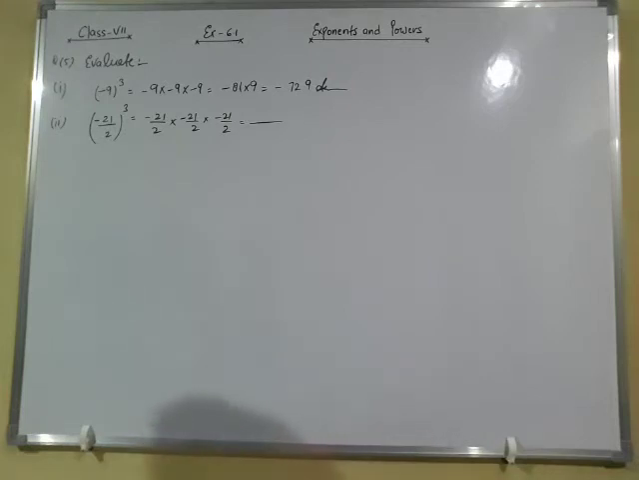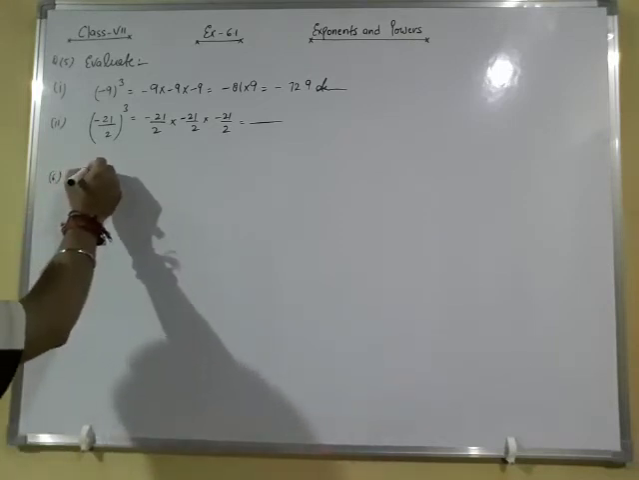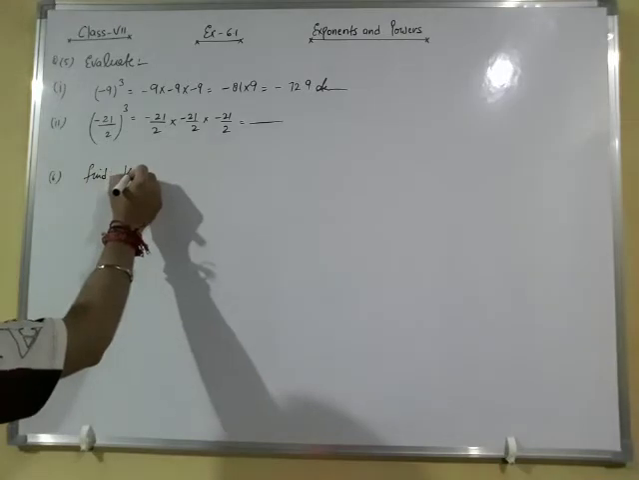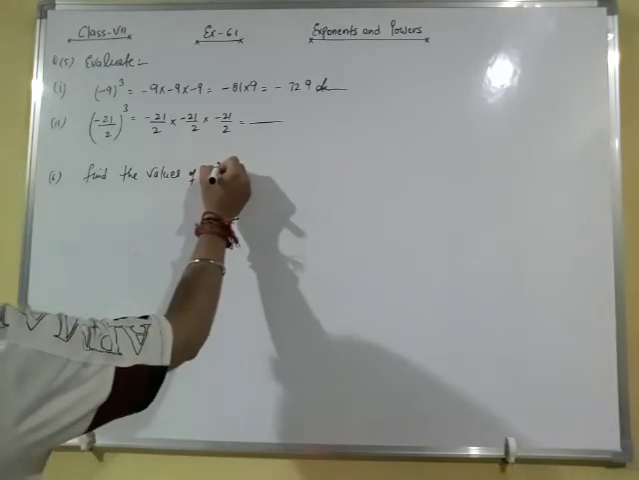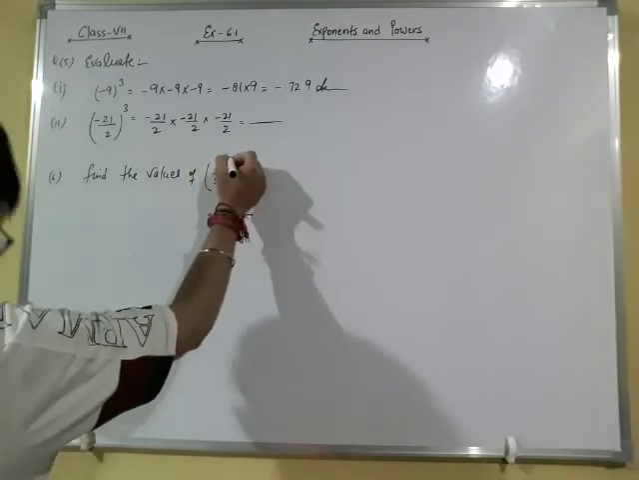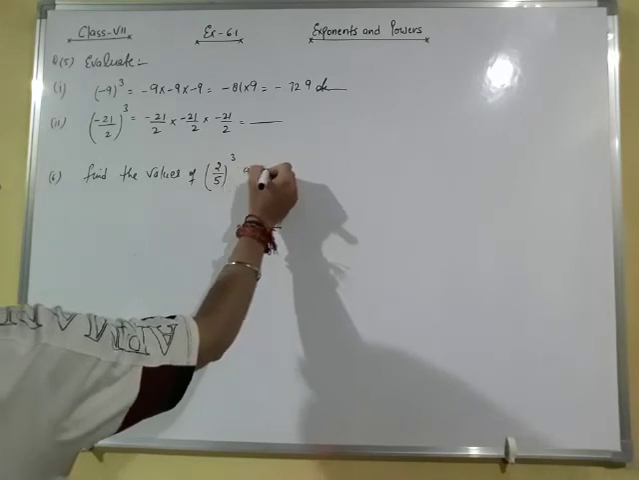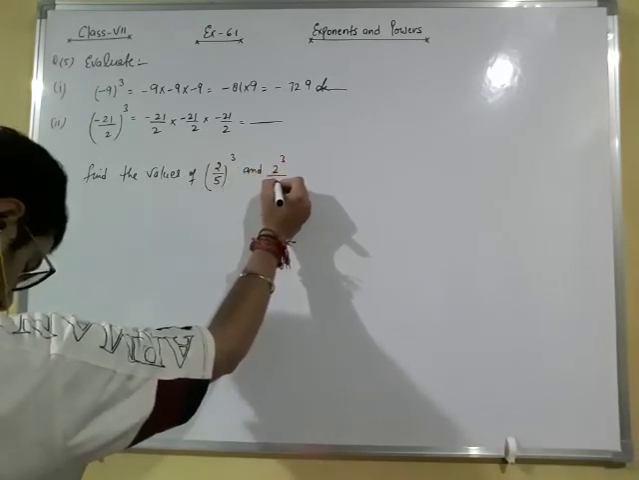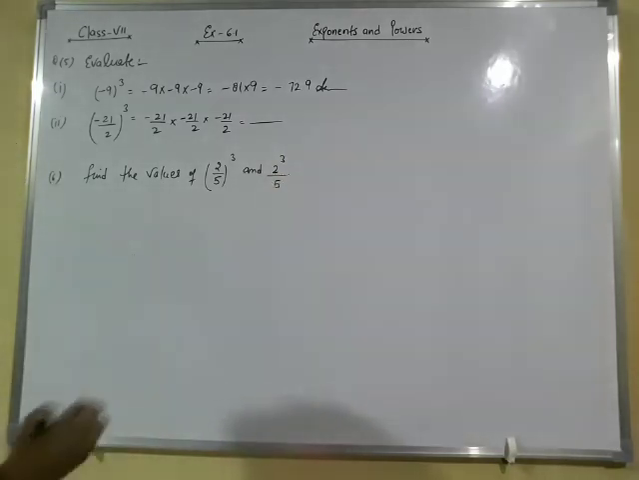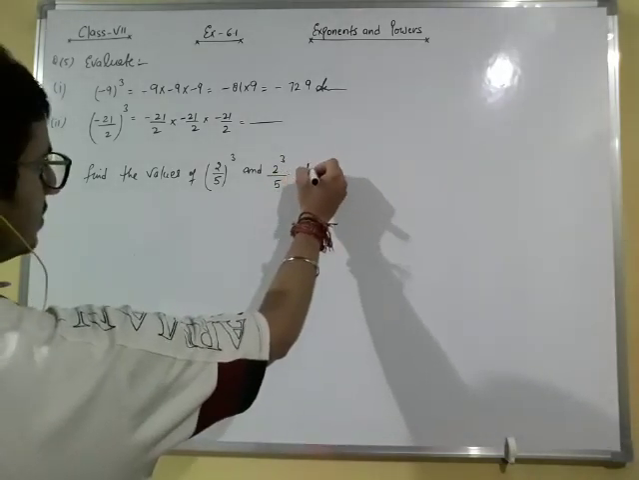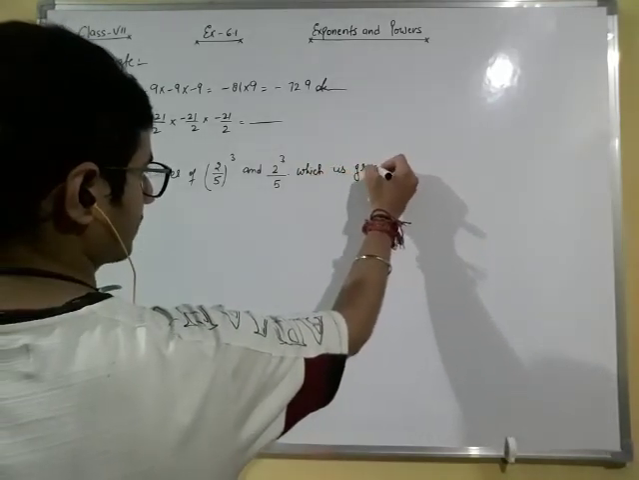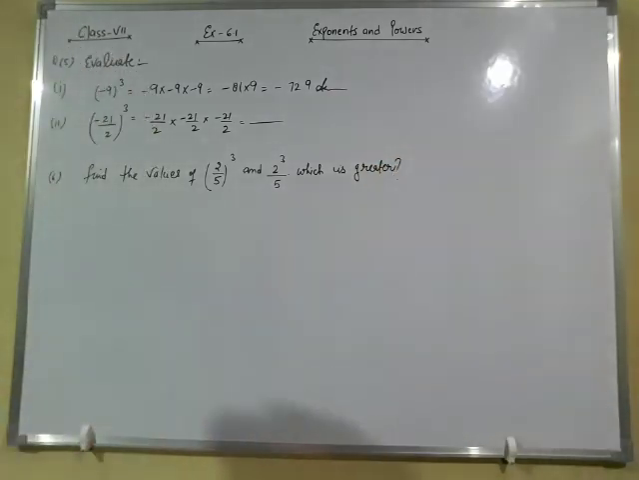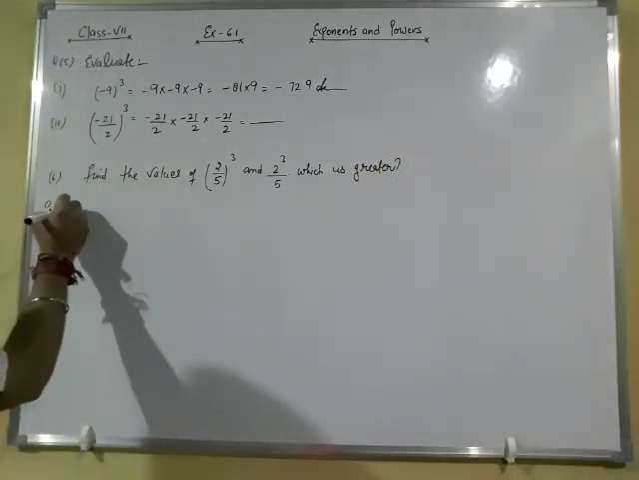and in question number 6, find the values of 2 upon 5 raised to the power 3 and 2 raised to the power 3 upon 5. We have to find the values of these exponents, and one more part is there, which is greater. So two parts are there in this question. So start its solution.